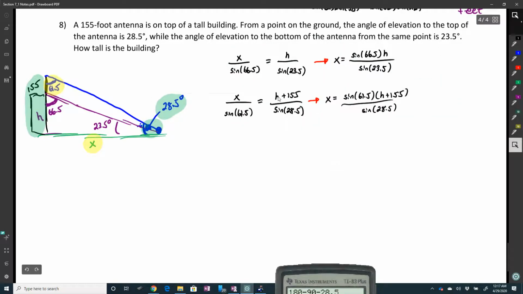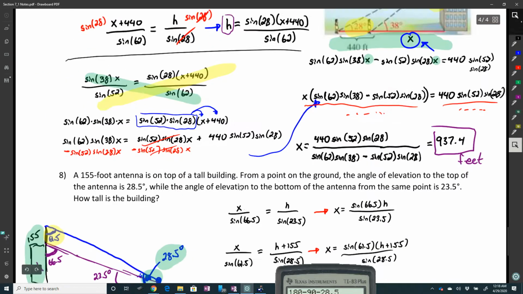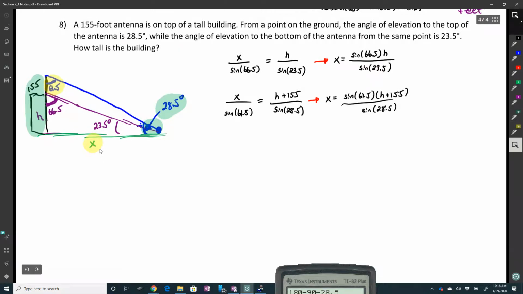For these problems, you have two unknowns, the x and the h. You set them equal to the variable that you want to go away. I don't care about how far away the point is. In the previous problem, I did. But in this problem, I don't care about that, so I solve for x. And this time, the h is what's left over.